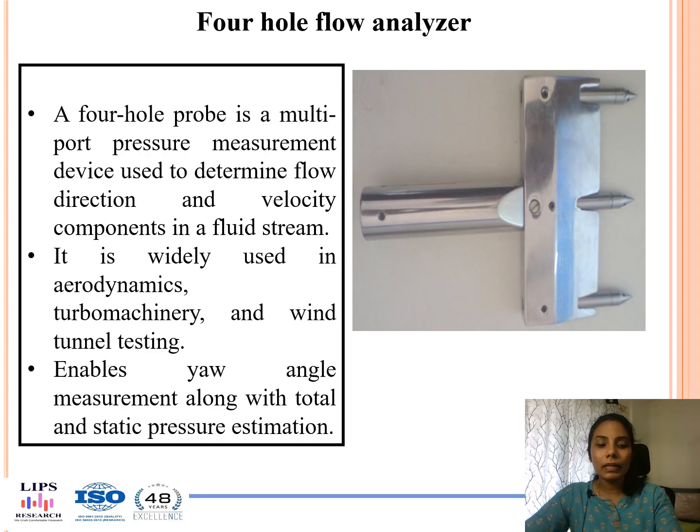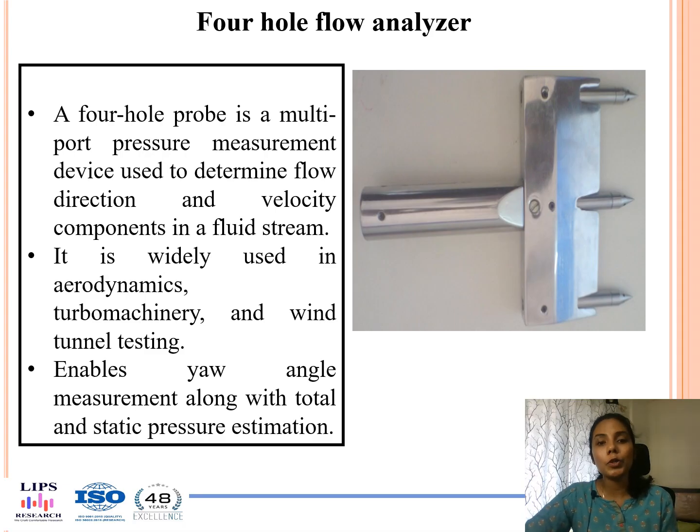First we will discuss the 4-hole flow analyzer. The 4-hole flow analyzer is a multi-port pressure probe which is used to measure flow characteristics in a flow stream or a fluid stream. It consists of 4 strategically placed pressure ports that sense variation in pressure due to the flow direction. By comparing the pressure differences between these ports, we can determine the flow direction and velocity components in the stream.